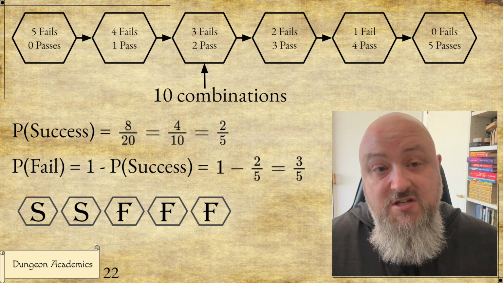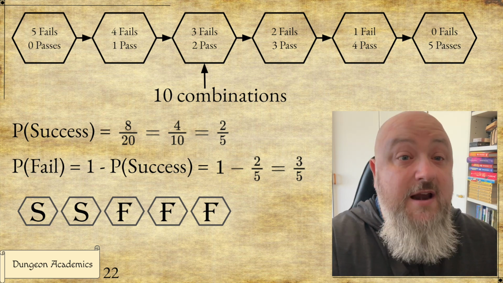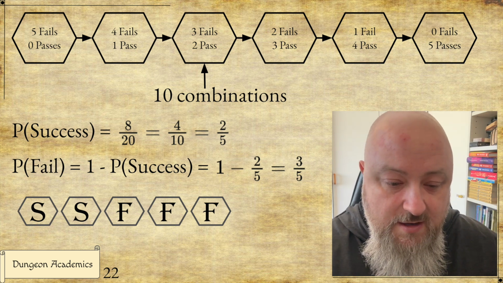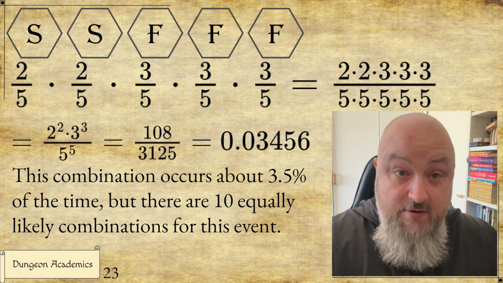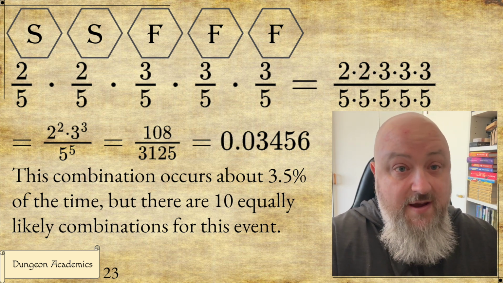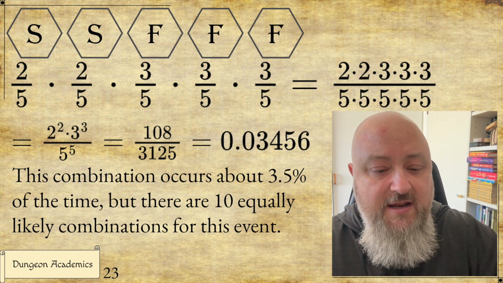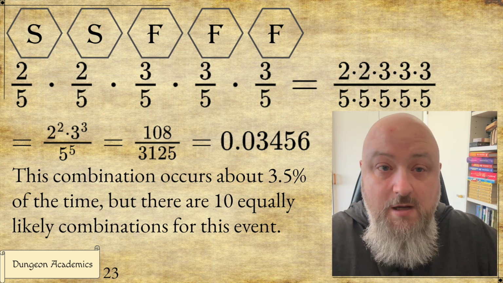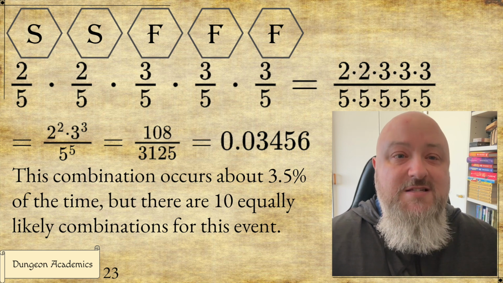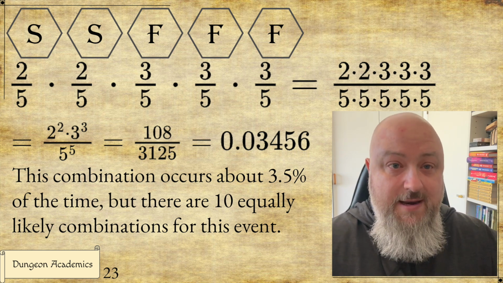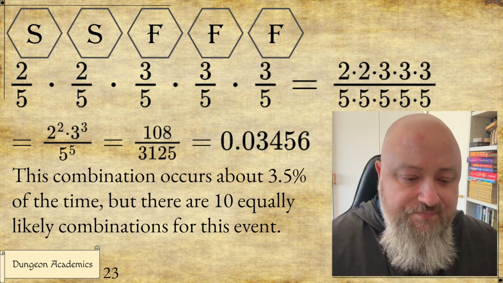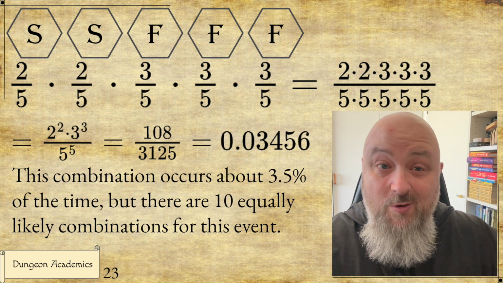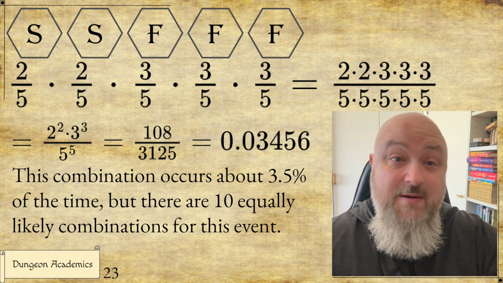So we know that we have a 2 in 5 chance for each event succeeding and a 3 in 5 chance of each event failing. So let's multiply that out. There are 2 successes, so we have 2 in 5 times 2 in 5, and we have 3 failures, so it's 3 in 5 times 3 in 5 times 3 in 5. We multiply each of these events together because the probability of 2 events happening can be found by multiplying them together. This gives us 2 times 2 times 3 times 3 times 3 all over 5 times 5 times 5 times 5 times 5.